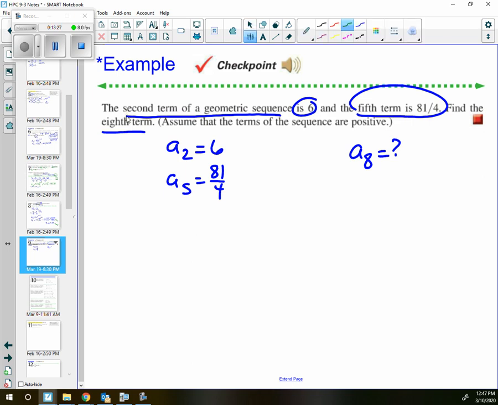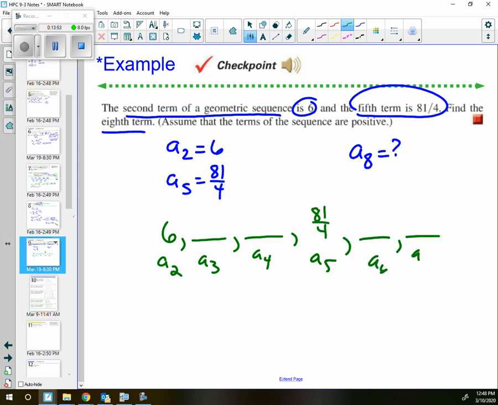What that means is that your common ratio is going to be positive. So we don't have to worry about the plus or minus. We know that all the terms are positive. All right, so what we really have then, we have an A2. I don't have A3. I don't have A4, but I know A5. I've got that one. So A5 is 81/4. So this is the 5th term. I don't have 6. I don't have 7, and I want to find 8.